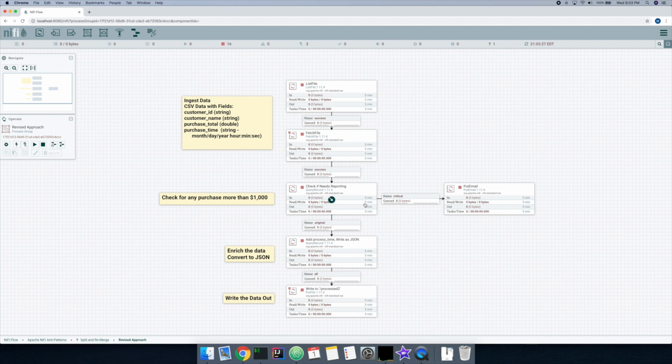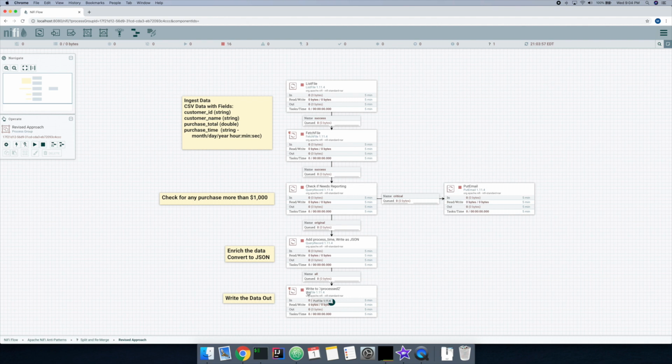And this processor, out of all of the processors in the entire NiFi distribution, has really got to be my favorite. And yes, I do have favorite processors, and you probably should too. This processor is an absolute beast. And we'll talk about how we can configure it and what it's doing in just a second. But we'll notice that we've got the same output here. If any purchase is more than $1,000, then we're going to go ahead and use a put email processor just like we did before. And the final result is going to be put into the file system using put file, just like we did before.